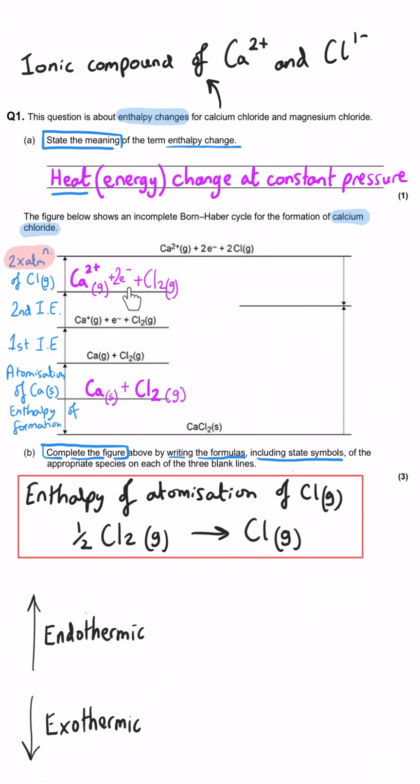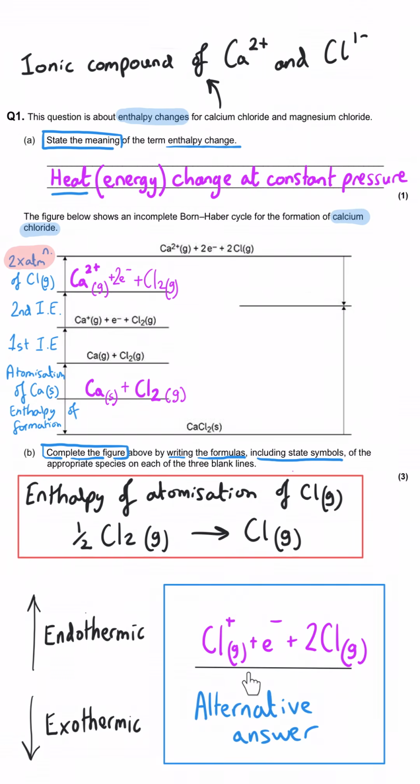As an aside, this line could actually also have been the atomization of chlorine first. And if that had been the case, you could have not touched the calcium at all and atomized the chlorine at this stage and put 2Cl gas on this line, as I'm showing down at the bottom. That's an alternative for this row here, but it doesn't matter which you put in.